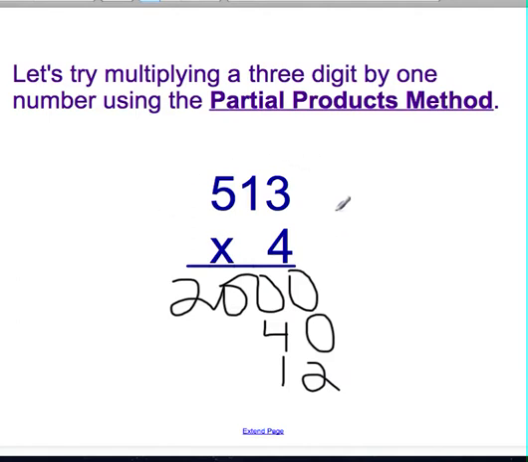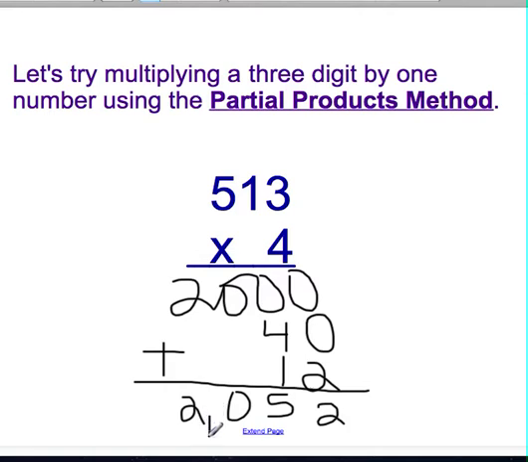We're done multiplying all these numbers, so I put my addition sign and my equal sign. 0 plus 0 plus 2 is 2. 0 plus 4 plus 1 is 5. 0 plus 0 is 0. And 2 plus nothing is 2. So the product, or the answer to this problem, 513 times 4 is 2,052.